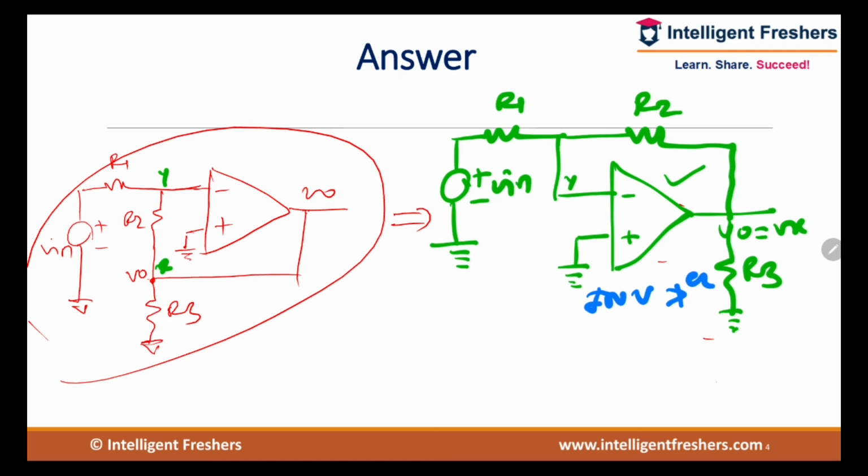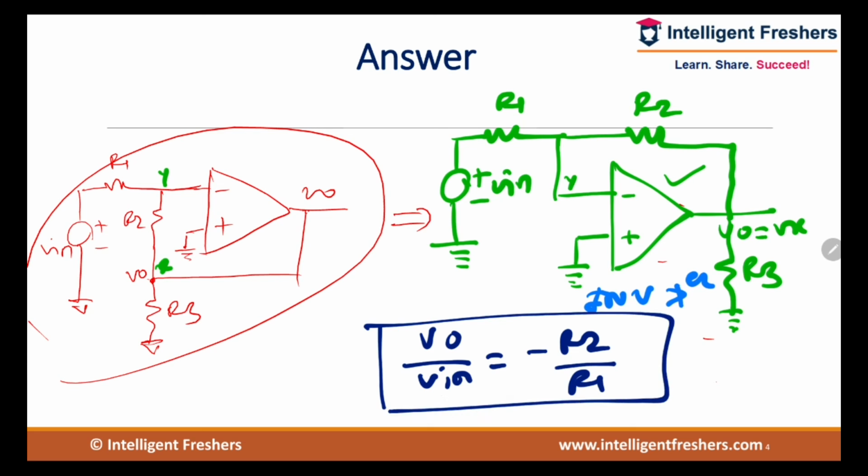So this is basically an inverting amplifier. So we know, what is the gain of the inverting amplifier? The gain of the inverting amplifier is given by V0 divided by Vin equal to minus R2 divided by R1. So from the given options, option B is correct.